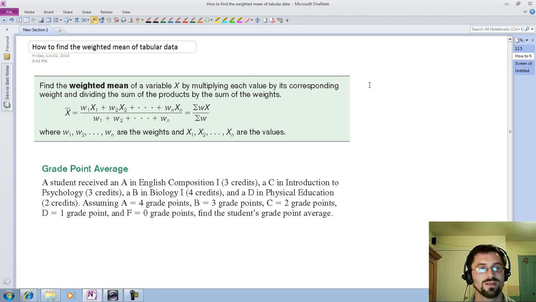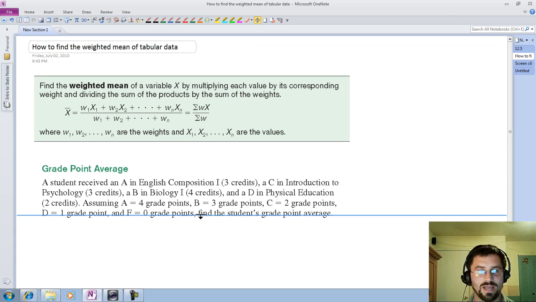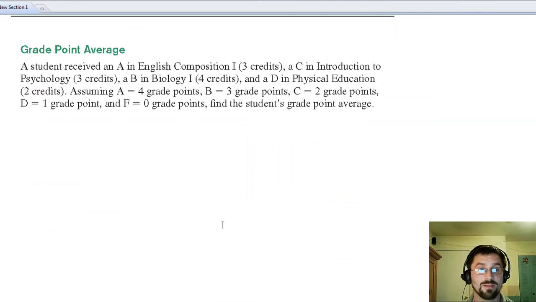So there we go. And what your textbook says on page 123 is we find the weighted mean of a variable x by multiplying each value by its corresponding weight and dividing the sum of the products by the sum of the weights. And that seems clear to me. However, it might seem a little abstract for you. So what I'm going to do here is, by example, demonstrate what that process entails.